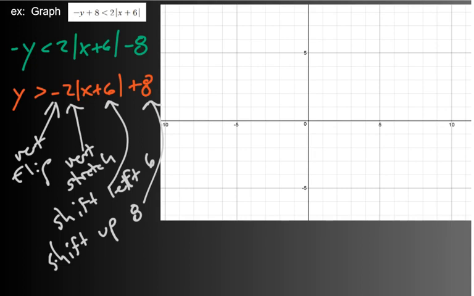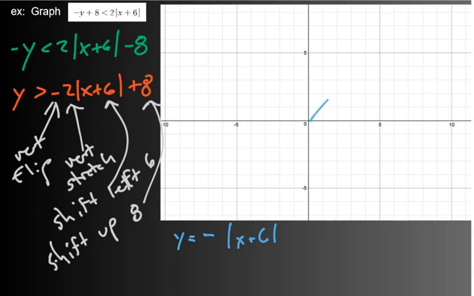And so there's kind of a lot to deal with here. Maybe do it in pieces, right? So I'm going to get the equation first. I'm not going to worry about the inequality quite yet. Let's not even do the 2 yet. Let's just do negative absolute value of x plus 6. That's kind of a nice, easier one to start with.